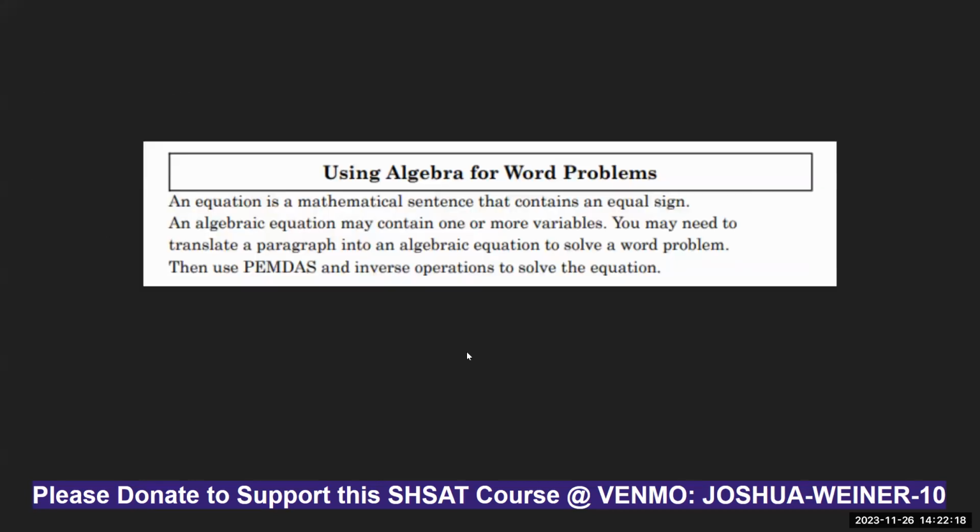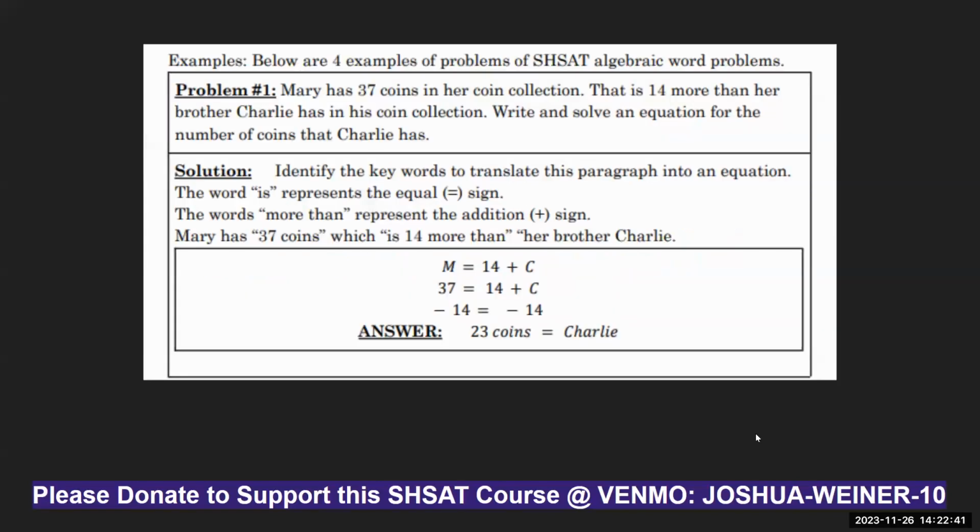Here we go. I'm using algebra for word problems. An equation is a mathematical sentence that contains an equal sign. An algebraic equation may contain one or more variables. You may need to translate a paragraph into an algebraic equation to solve a word problem. Then use PEMDAS and inverse operations to solve the equation. Let's go to the next slide.